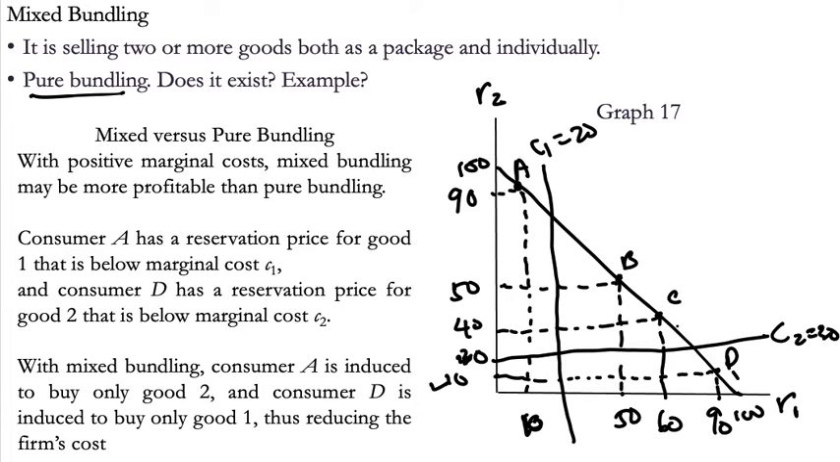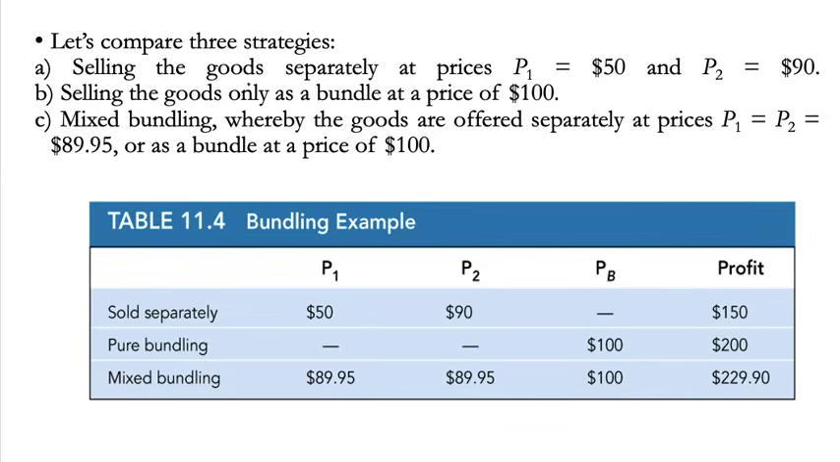Okay, all right. So here, let's compare three different strategies. A, selling the goods separately at price 1 for good 1, 150, and price 2 for good 2, 90. Recall the marginal cost of good 1 was what? 20. The marginal cost of good 2 was what? 30. The second option is selling the goods only as a bundle at the price of 100.